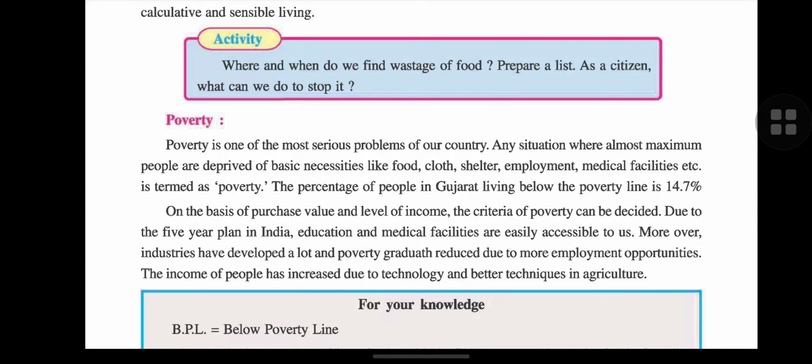Poverty is one of the most serious problems of our country. Any situation where almost maximum people are deprived of basic necessities like food, clothes, shelter, employment, medical facilities is termed as poverty. First of all, what is poverty?